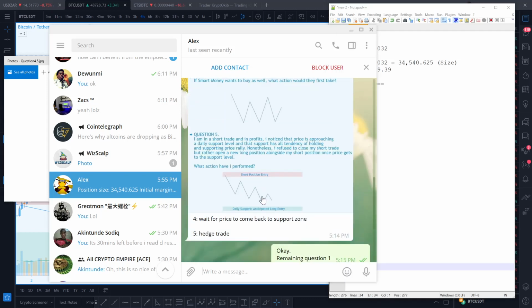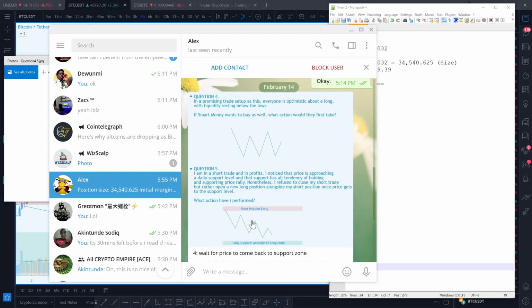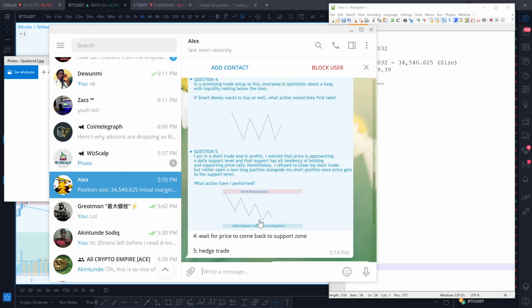So the next one is question 4. Wait for price to come back to support. Smart money won't trade on support. You have to know that. They will break the support so that the buys here, their stops will be triggered. Those stops are what they are interested in because those are liquidity. So the stop is what they want to trigger. They won't wait for it to come to support and then buy.